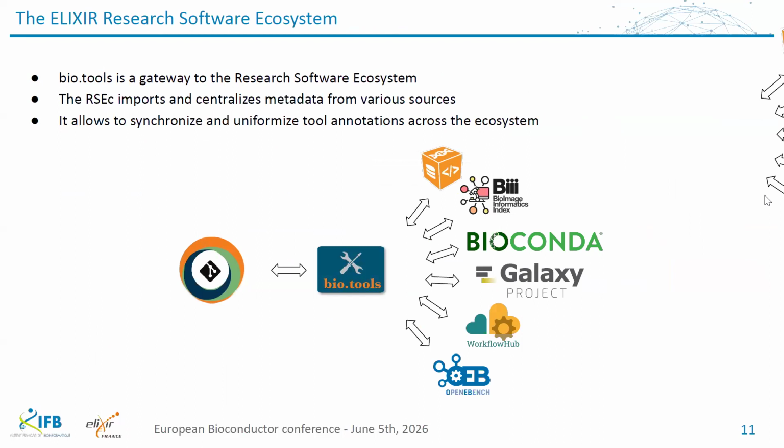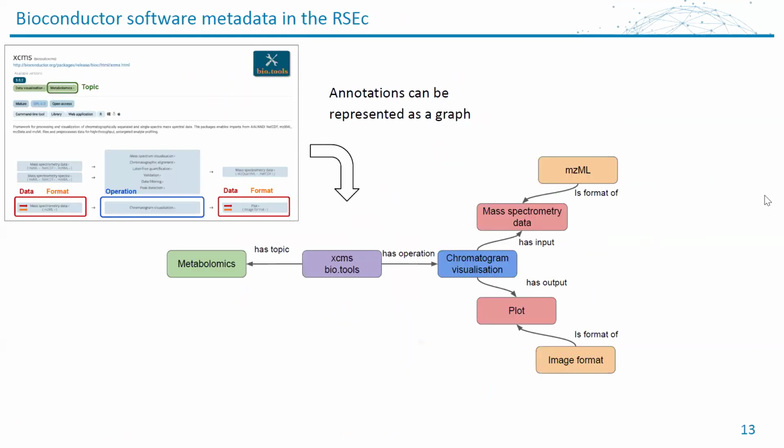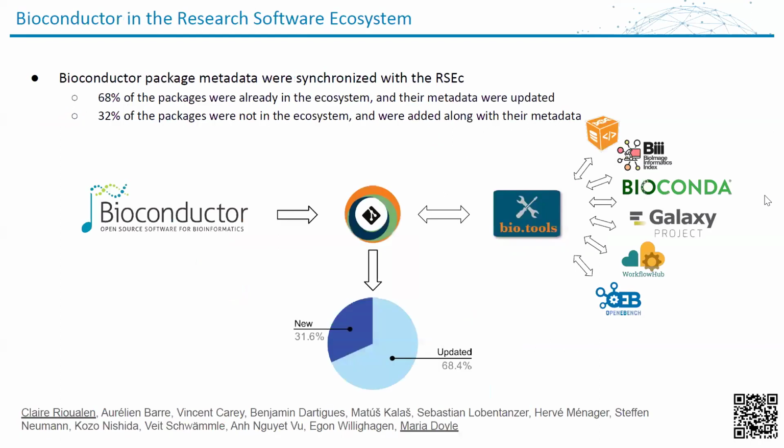So bio.tools is a gateway to the research software ecosystem, which imports and standardizes metadata from different sources, like Bioconda, Galaxy, WorkflowHub, BioContainers, and so on. The idea is to uniformize those metadata to be able to integrate all together. And so we want to incorporate Bioconductor package metadata into this ecosystem.